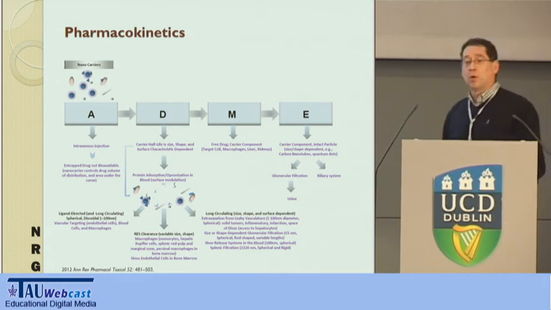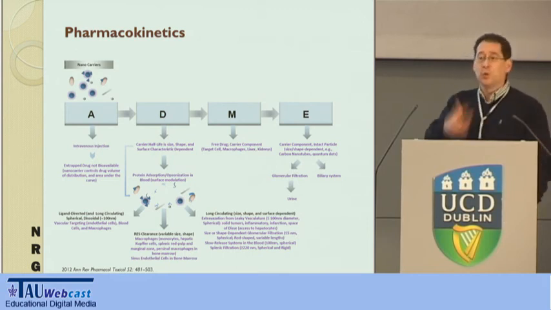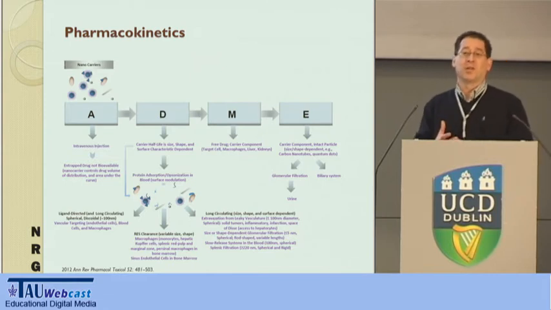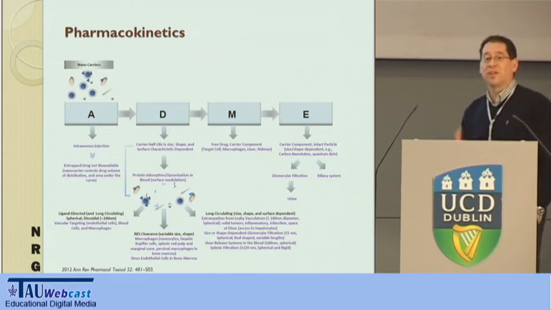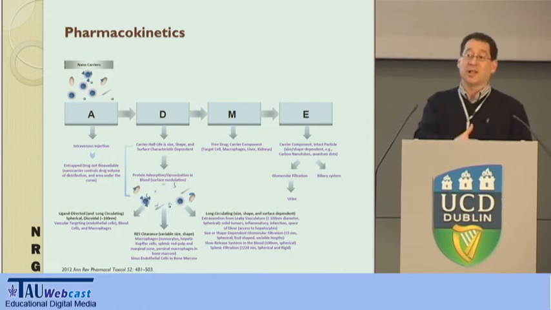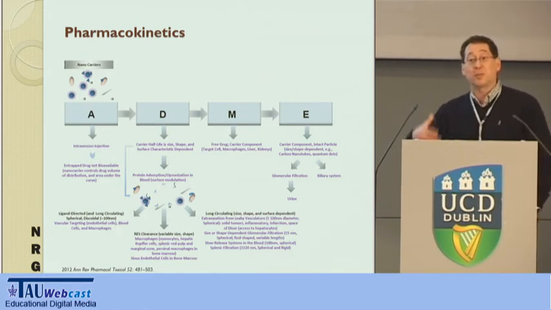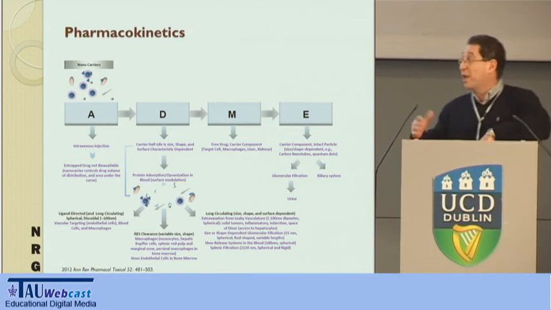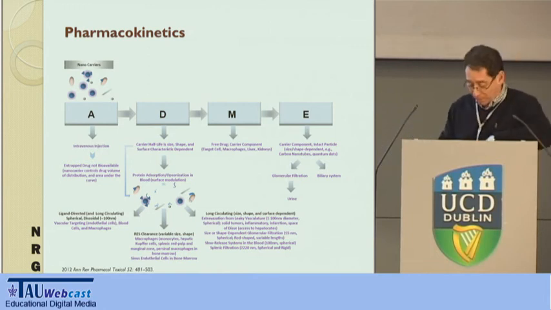And we came to this conclusion many years ago that no two particles are always the same. The surface properties are always different. And as a result, you will see different distribution of the particles, and also with respect to different populations of macrophages or any other kind of cell that you are targeting.